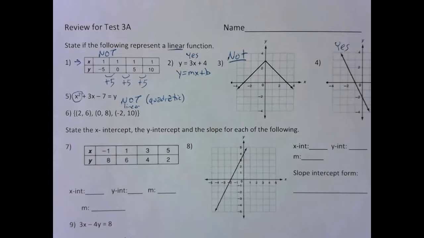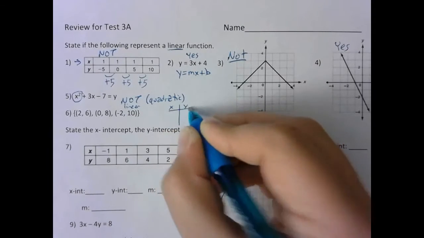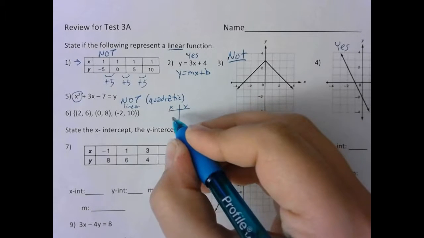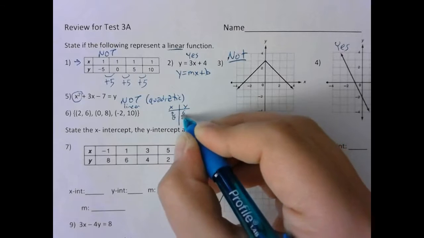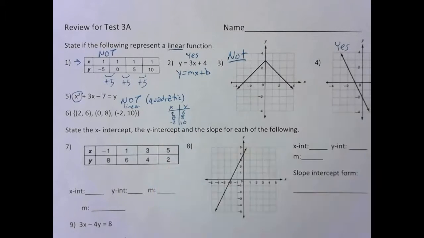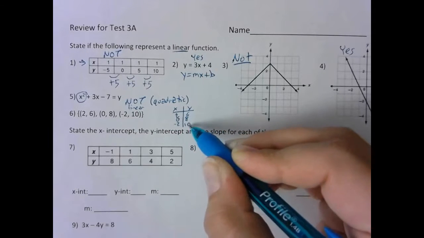All right, number 6, I would rather see this in chart form, so I'm going to rewrite it as a chart. I'm going to write my x's and my y's. This is going to be an itty bitty teeny tiny chart. I've got 2, 6, 0, 8, negative 2, 10. Hopefully you can see that. So again, I have 2, 6, 0, 8, negative 2, 10.